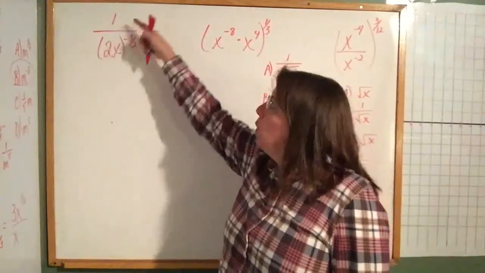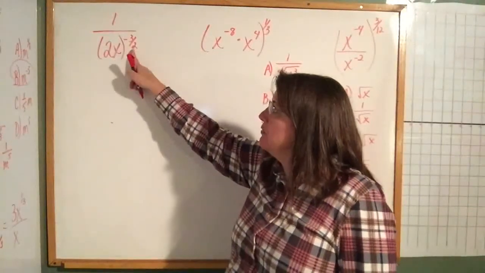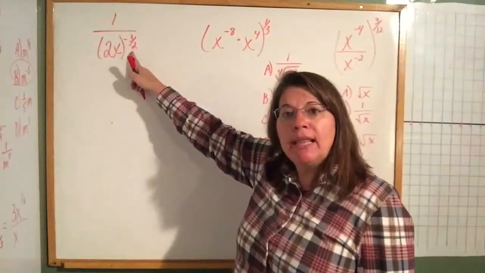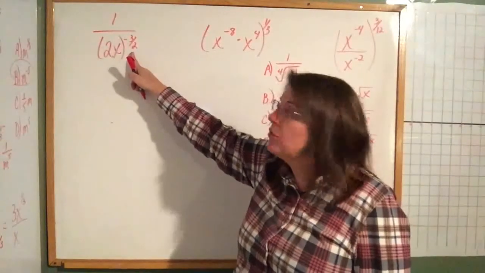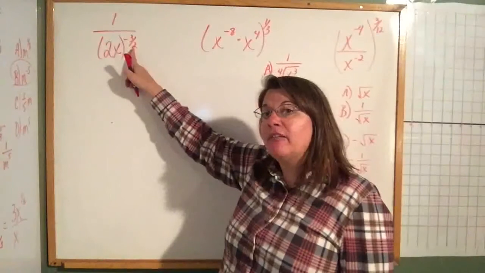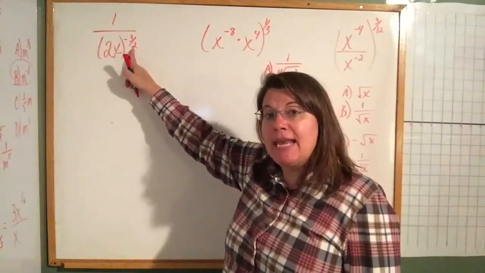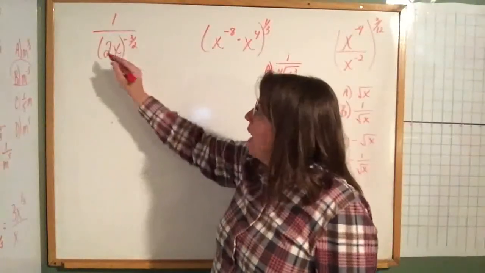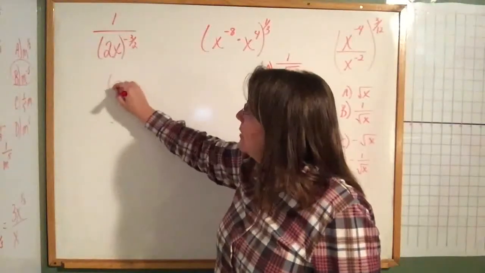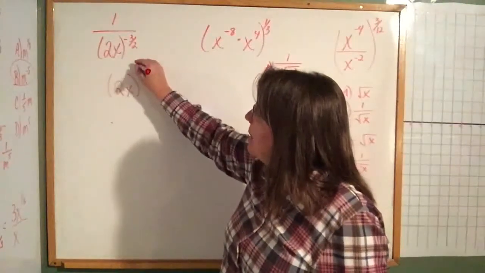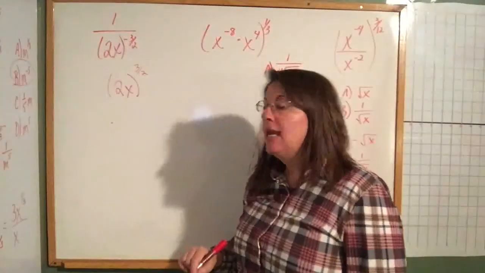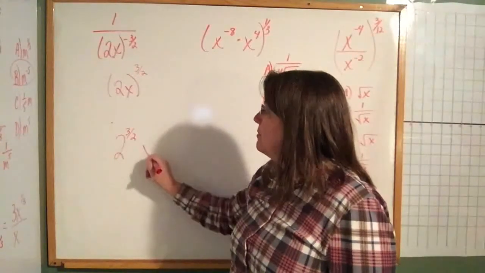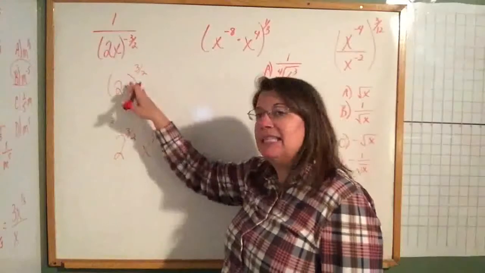Here we have 1 over 2x to the negative 3/2. Since this entire denominator is to the negative power, and we're not allowed to have negative exponents in our answers, how do we get rid of the negative exponent? Well, to get rid of a negative exponent on the bottom, we change it to a positive and move it to the top. So I am allowed to take this 2x, move it to the top as a positive 3/2. And then that's the same thing as 2 to the 3/2 times x to the 3/2. That means exactly the same thing.